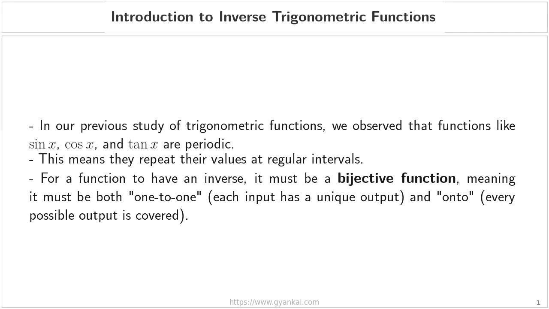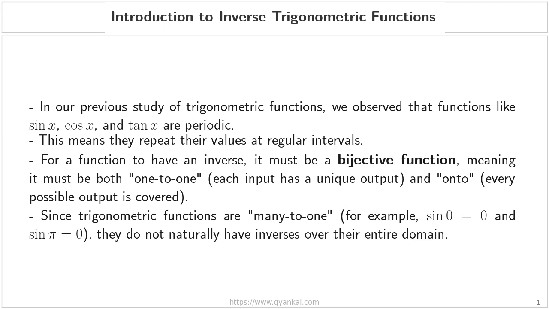Now, this creates a challenge when we want to find an inverse. For any function to have an inverse, it must be a bijective function. This means it must satisfy two conditions. It must be one-to-one, where every unique input produces a unique output, and it must be onto, meaning every possible output in the range is covered. However, as we have seen, trigonometric functions are many-to-one. For example, the sine of 0 is 0, and the sine of pi is also 0. Since different inputs can produce the same output, these functions do not naturally have inverses over their entire domain.